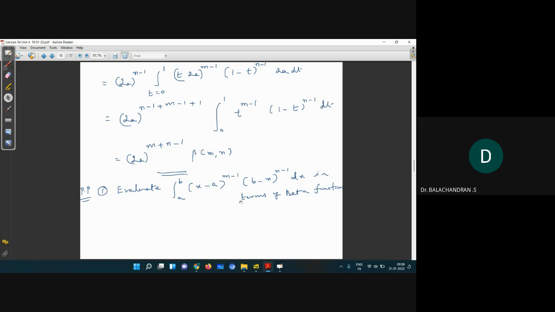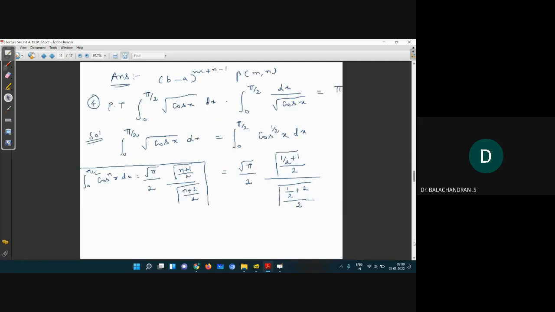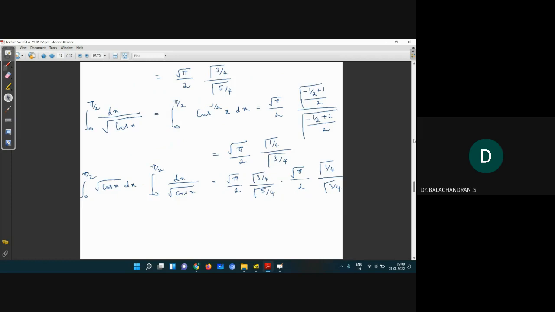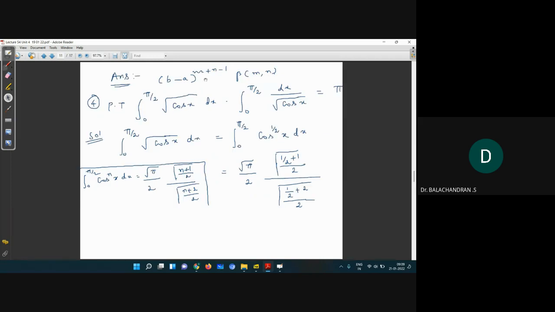Vetri Trimohan, have you got the same answer? Sir, the final answer of this problem is (b minus a) whole power m plus n minus 1 into beta of m comma n. Yes, sir. Same answer. Okay. Yeah, I think I gave the answer on the next page. (b minus a) whole power m plus n minus 1 into beta of m comma n. Okay.